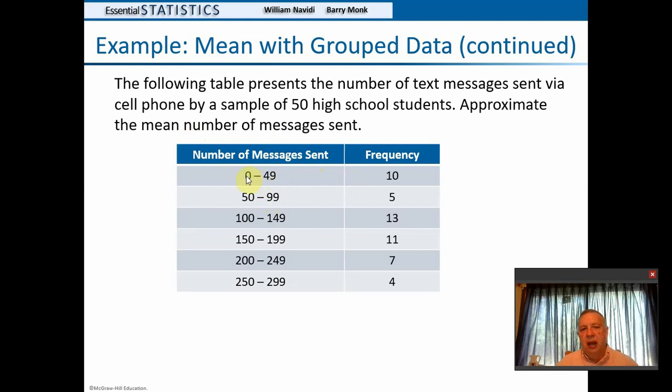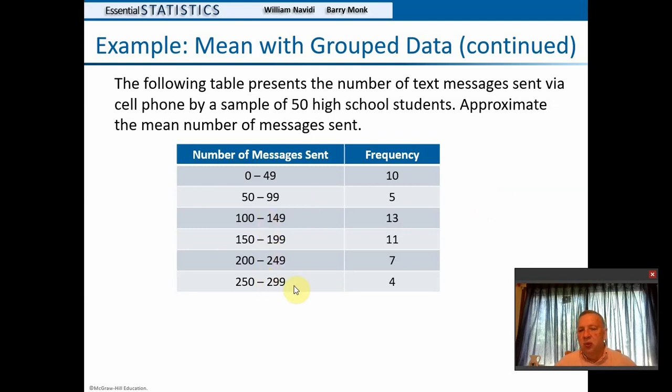So here, I'm going to take 0 and 50, divide by 2. So 50 plus 0 divided by 2 is 25. So this is going to be kind of centered around 25, and to recover this, I've got 10 25s. So instead of being different numbers, I'm just going to use that 25 10 times. 50 plus 100 divided by 2, 150 divided by 2 is 75. That's the midpoint of this class, and I see it 5 times.